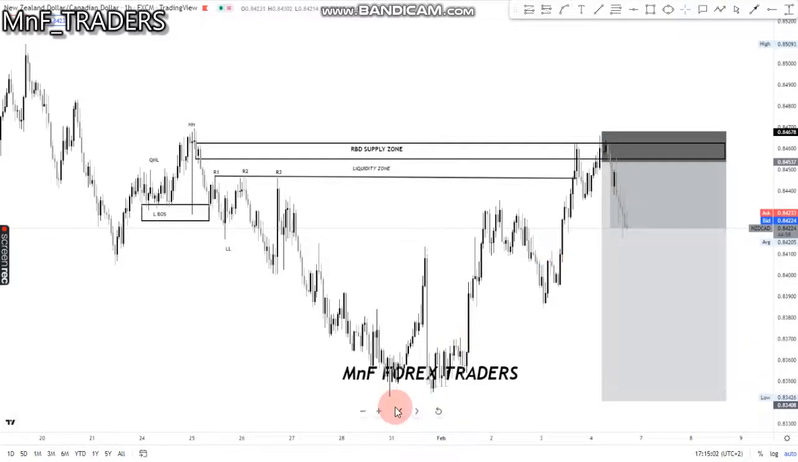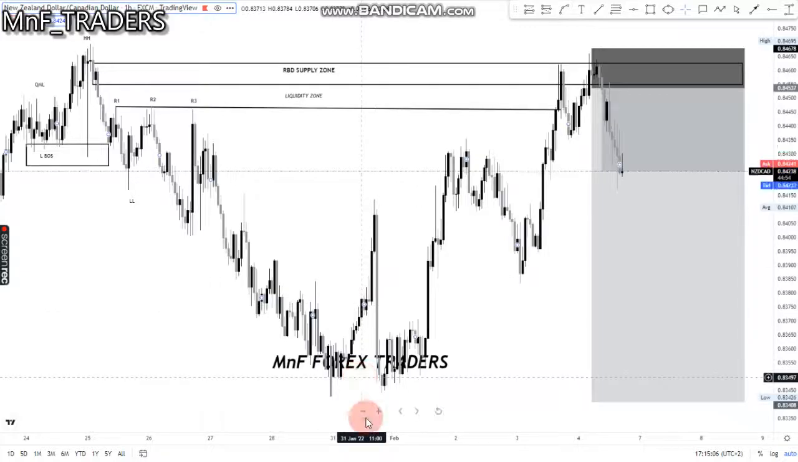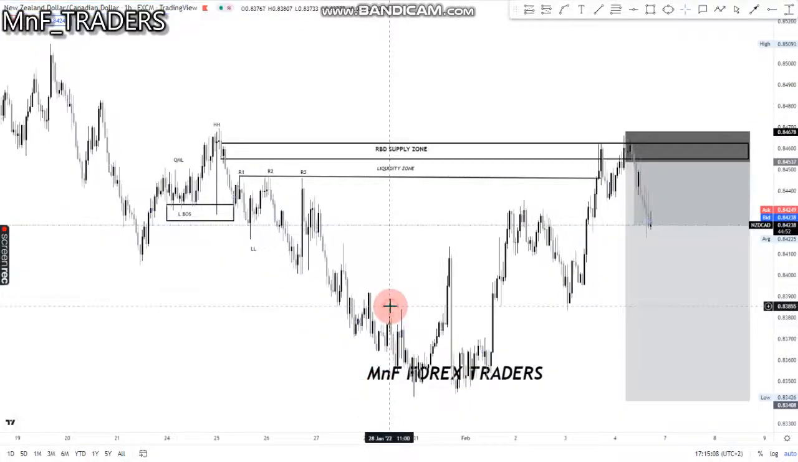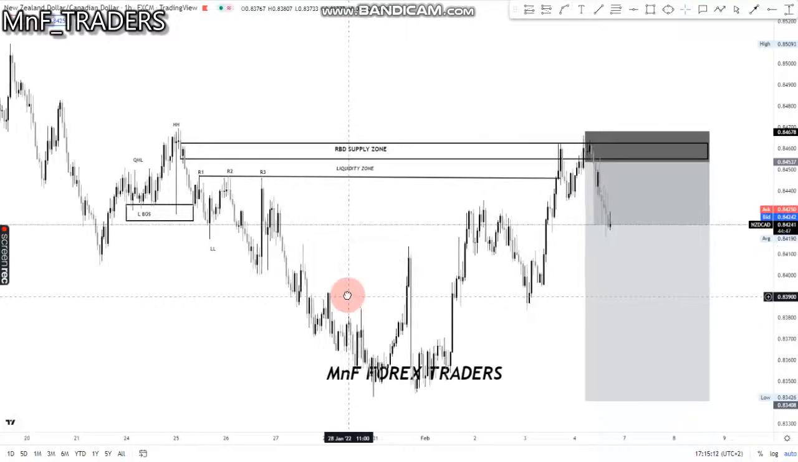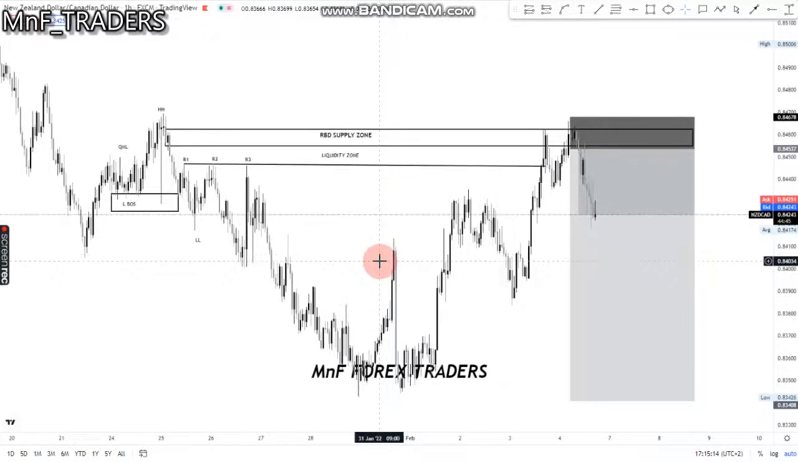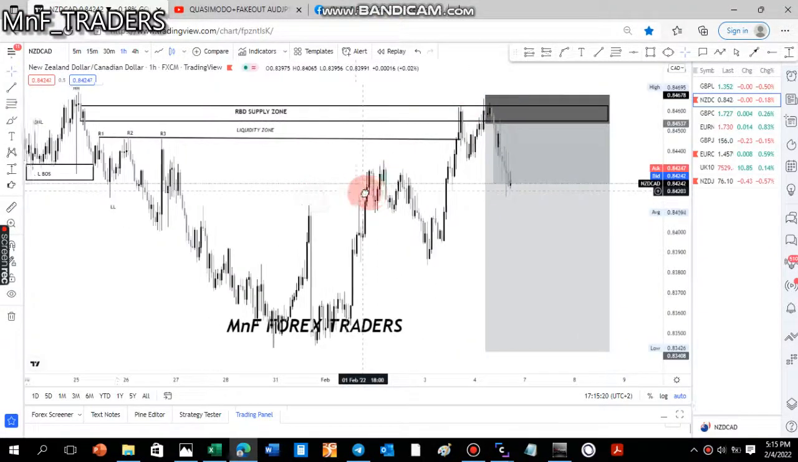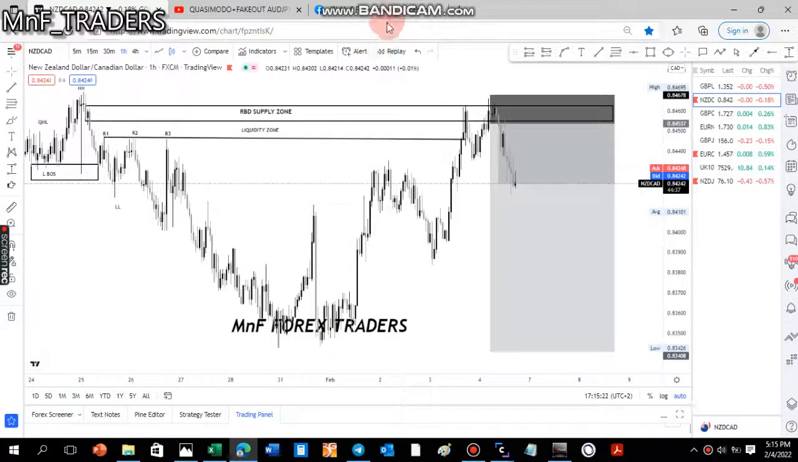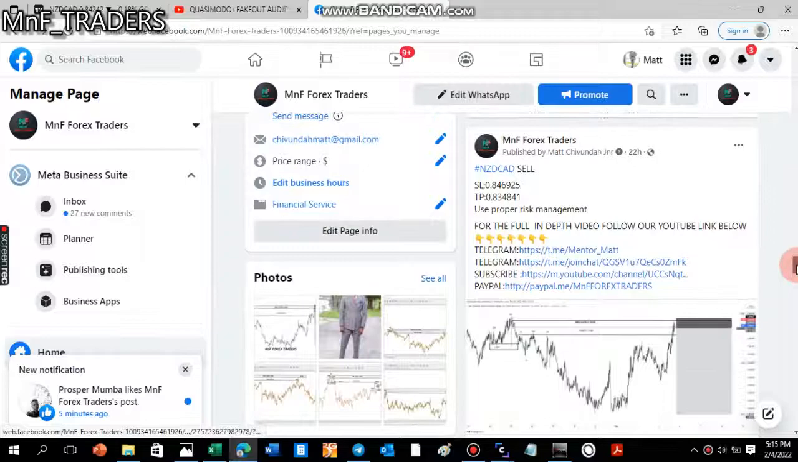So this was a very nice setup, and I shared this particular setup with the other setup, both on Facebook and on our public and private community. I wanted to actually appreciate you guys for your help and for your support. As you can see, I shared it on our Facebook. This was NZDCAD. Let me just show you right here.